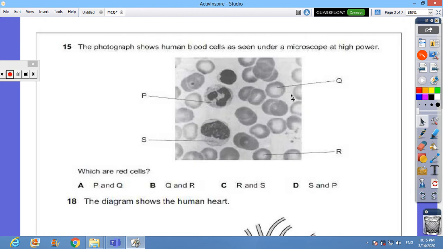Next. This is a real picture of a blood sample. The photograph shows human blood cells seen under a microscope at high power. Which are red cells? I should have 2 of them. R is pointing to an RBC, Q is pointing to an RBC as well. So R and Q. Answer is B.